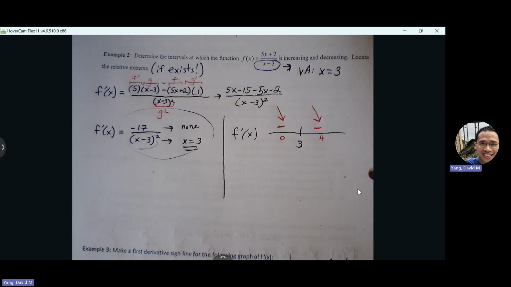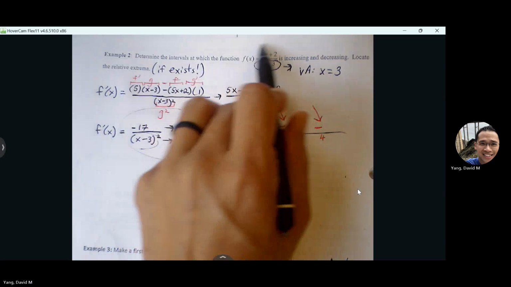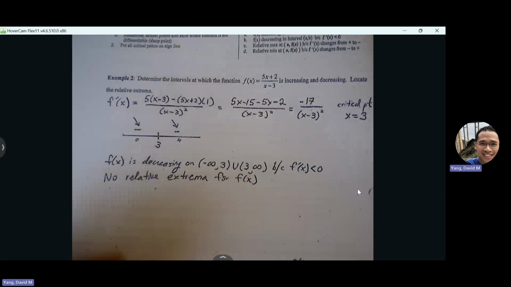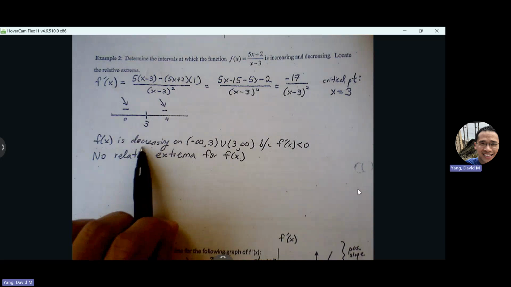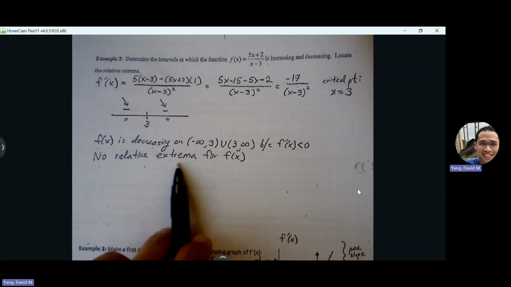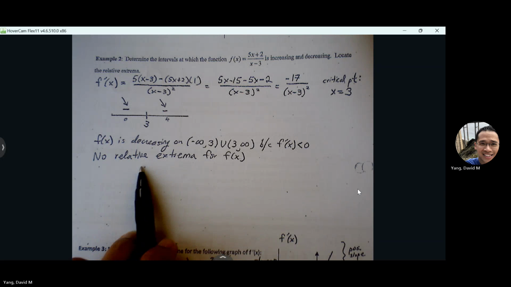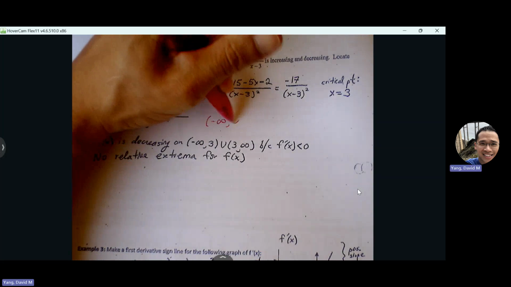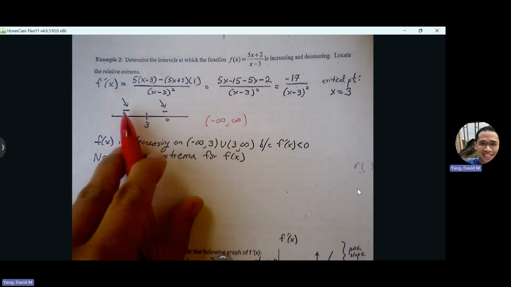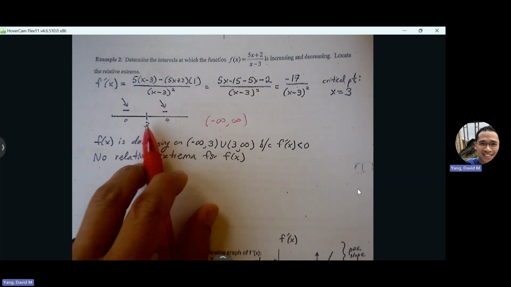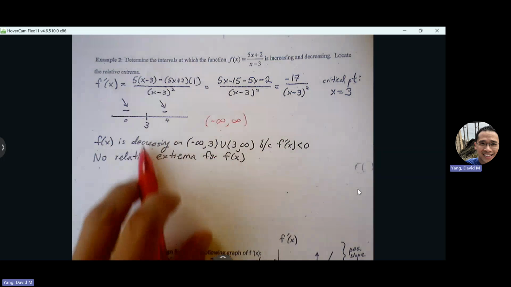So obviously there are no relative extrema. The only statement we can give is with decreasing. The only statement that we can provide is that our function is decreasing from negative infinity to 3 union 3 to infinity because f prime is less than 0, with no relative extrema for our function. Now for decreasing, can I say negative infinity to infinity because they're both negative? Can I just combine it into one statement? Why not? Yeah, there's an asymptote, right? At that point there is no decreasing going on because nothing there exists.